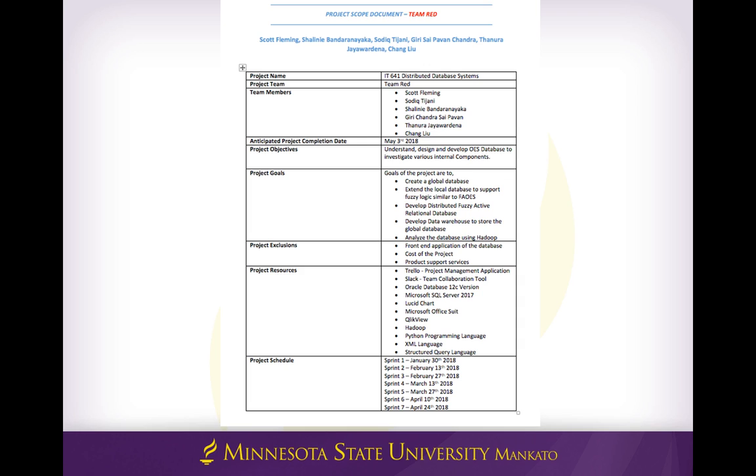There was also no mention of the project cost or budget, along with support services, if any were provided. Next, you can see the project resources that we have used or are anticipating to use in the future phases of the project. Finally, you can see the project schedule, where the project is divided into 7 sprints until the end of the semester.